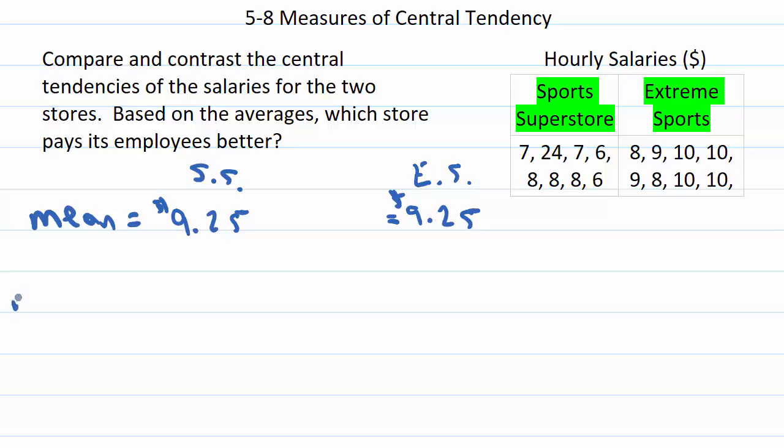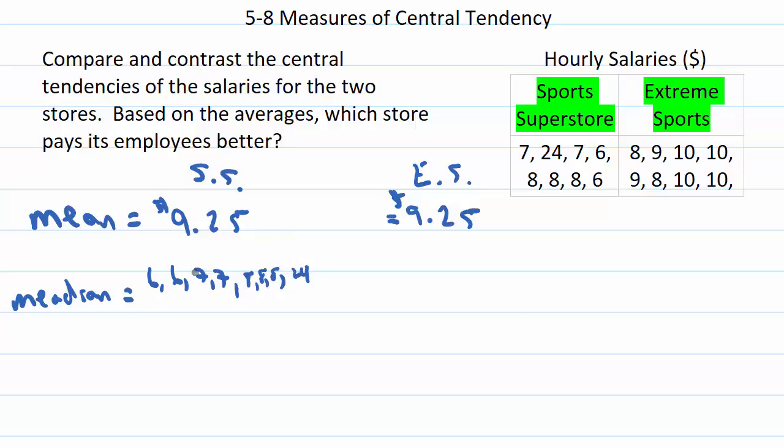What about the median? Alright, well, how do we find the median? Well, we're going to list them from smallest to largest. So the Sports Superstore, we've got 6, 6, 7, 7, 8, 8, 8, and 24.